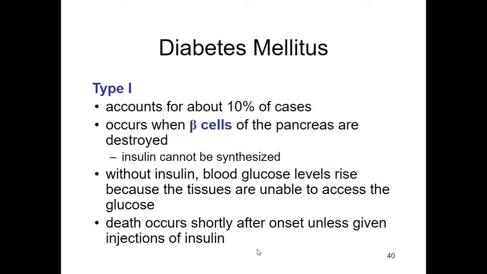So the type 1 diabetes accounts for about 10% of the cases. So this is a much rarer form of diabetes. And this occurs when beta cells of the pancreas are destroyed. Remember that the beta cells are the cells of the pancreas that produce insulin. So if these cells are destroyed, then insulin can no longer be synthesized because there's no other structure in the body that produces insulin other than your beta cells. So if these are destroyed, then dili na ta makaproduce og insulin.